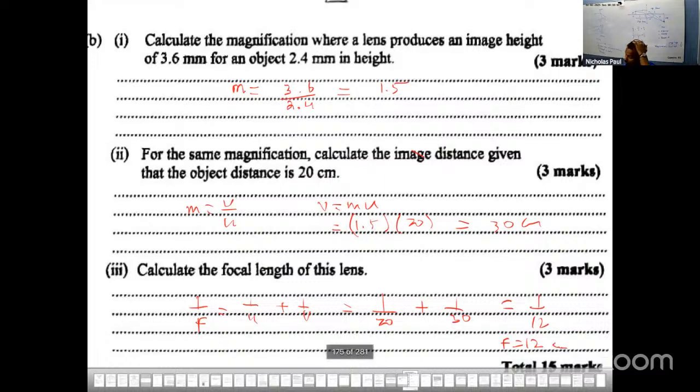12 centimeters, right? 1 over 20 plus 1 over 30. Right? 1 over U plus 1 over V. We have one more to do. Last one, but you're taking too long. I'm going to ask people individually.